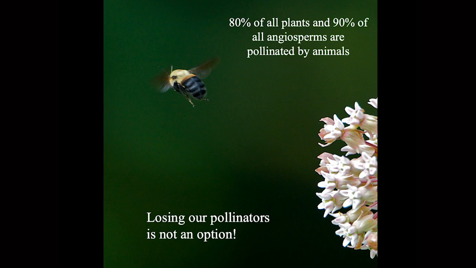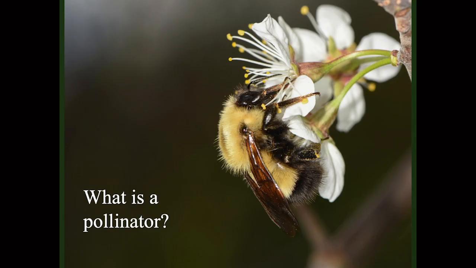They pollinate 80% of all plants and 90% of all flowering plants. If we lost our pollinators, we would lose 80 to 90% of the plants on the planet. And that's not an option. That's that collapse of food webs that EO was talking about. Simply not an option. Okay, what is a pollinator?